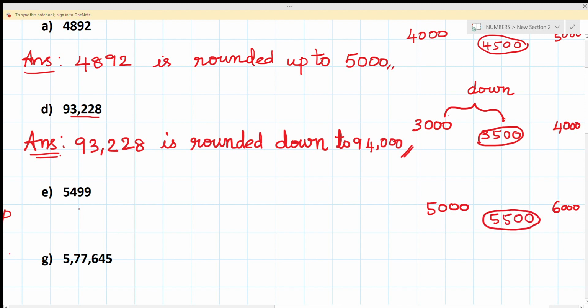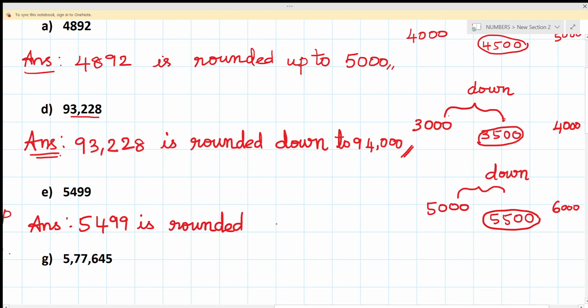And the given number is 5499. It lies before the mid number, so we have to round down the given number. Answer is 5499 is rounded down to 5000. This is the answer.